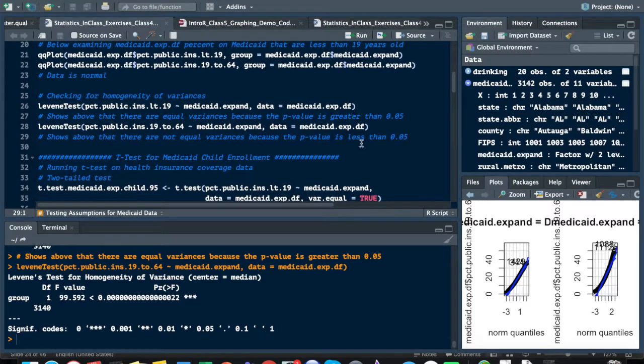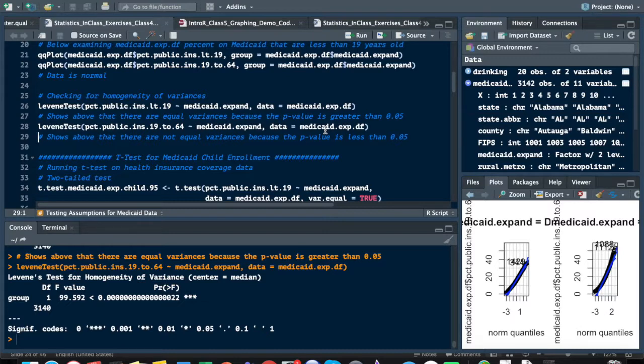But in that comment on line 28, it says there's not equal variances because the p-value is greater. It's because it's less than. This is the less than sign. So this is what it's referring to. They're not equal. After you run that, you'll see it's not equal, because in that comment it says because the p-value is greater, but it should be less than. Yeah, thank you. That was a typo.